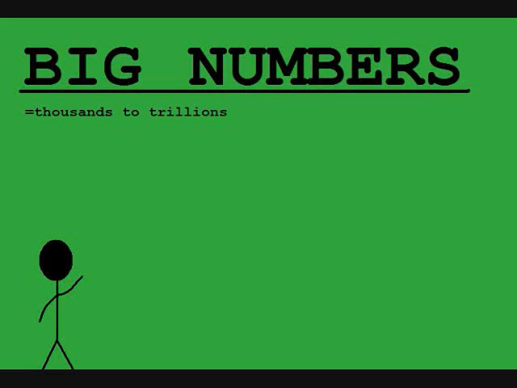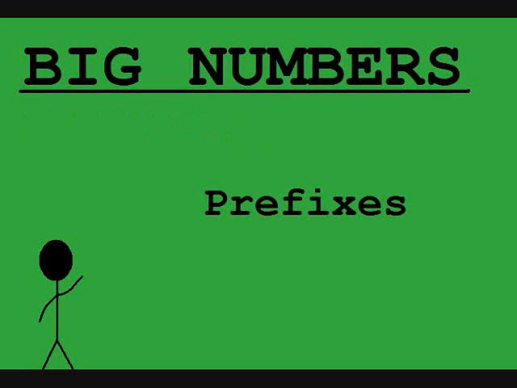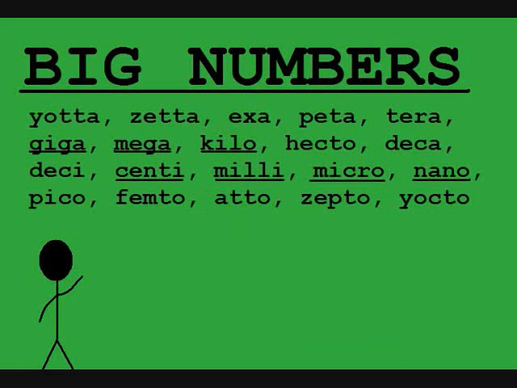But luckily, all you need to know is 1,000 to a trillion. That's for the basic astronomer. Then, to get through this a little bit easier, we start off with learning prefixes.